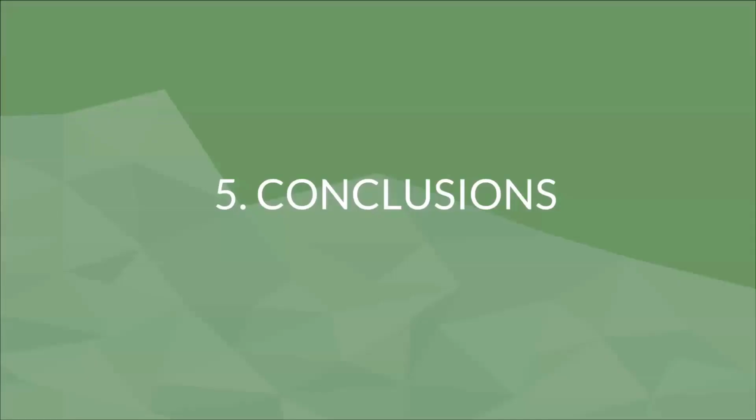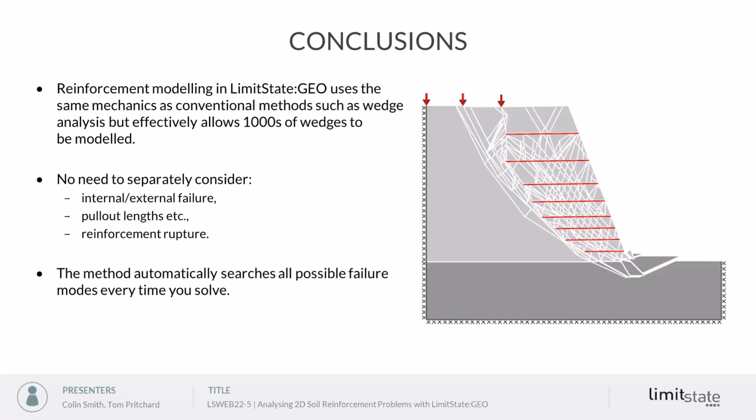So just to wrap up, hopefully you've seen that reinforcement modeling in LimitState Geo uses the same mechanics as conventional methods, such as slip circle or wedge analysis, but effectively allows thousands of wedges to be modeled. There's no need to separately consider internal, external failure, pull-out lengths, or reinforcement rupture. Those are all handled automatically. And the software automatically searches for all possible failure modes every time you solve.